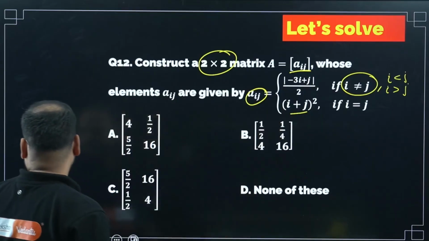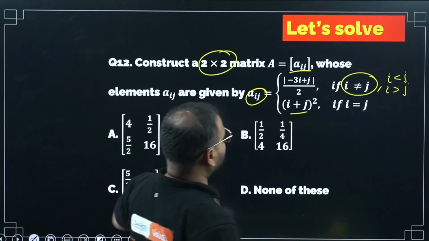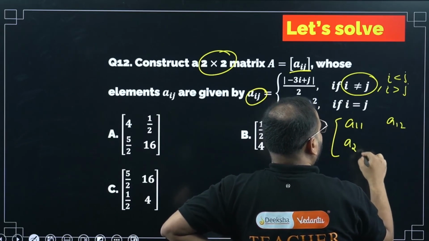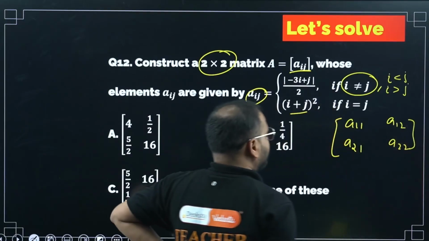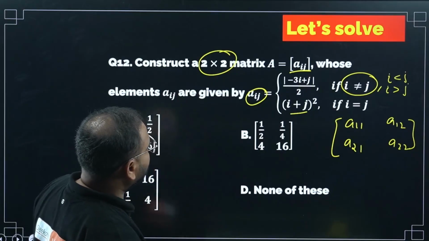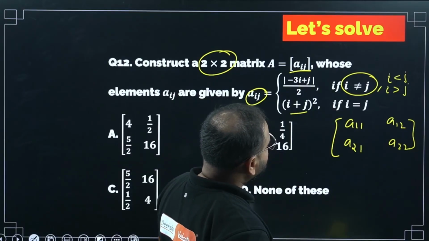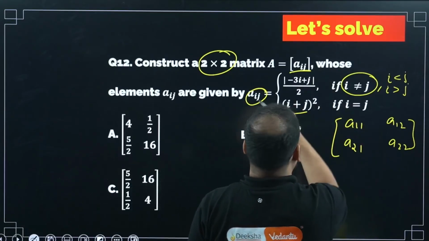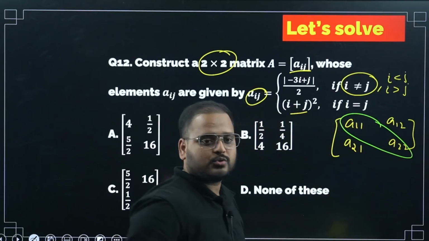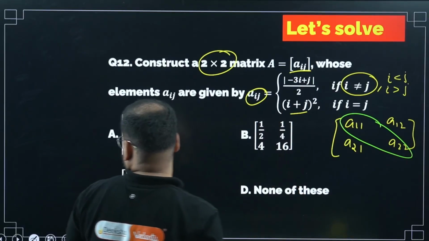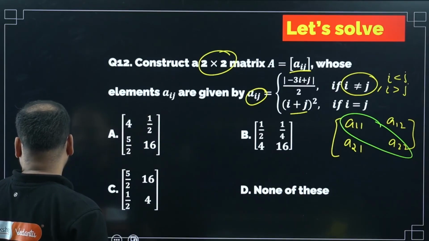We can do it quickly. 2 cross 2. Write the elements first: a11, a12, a21, a22. Can we do it here also? Let's see. Obviously when i is equal to j, we have only two conditions, because the order is given like this. So in 2 cross 2, only a11 and a22 have i equal to j. So let's find that first. What are the conditions?